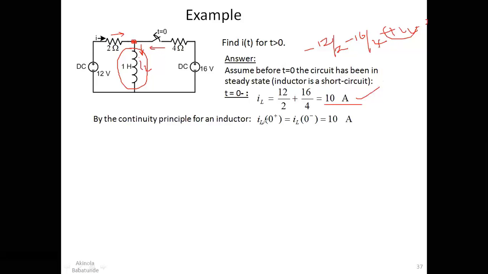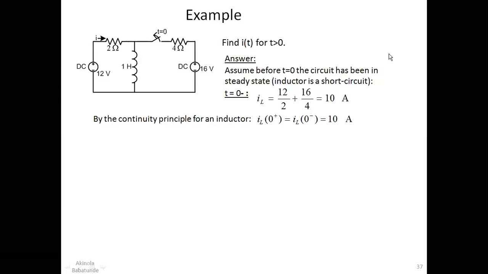If you apply the continuity principle, you find that IL plus will be the same as IL minus, which will be equal to 10 amperes. So you can keep it somewhere. This is what happened in the steady state situation just before the switch was opened. This is what is going on in the circuit.